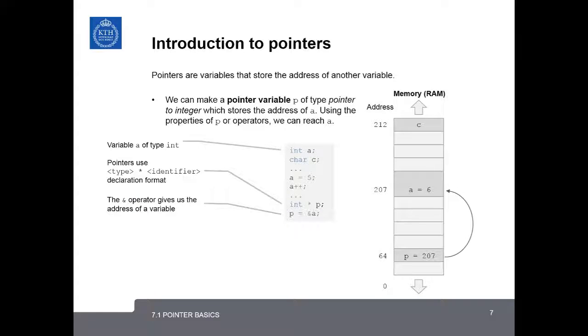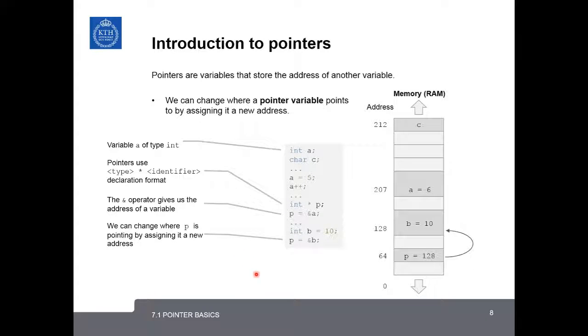So, the pointer p has its own memory location. In this case, it's location 64, and it also has a value assigned at that memory location. And that value is the address of the integer a, the address 207. So it's pointing to the address 207, which contains the data for the integer a, the value of 6.